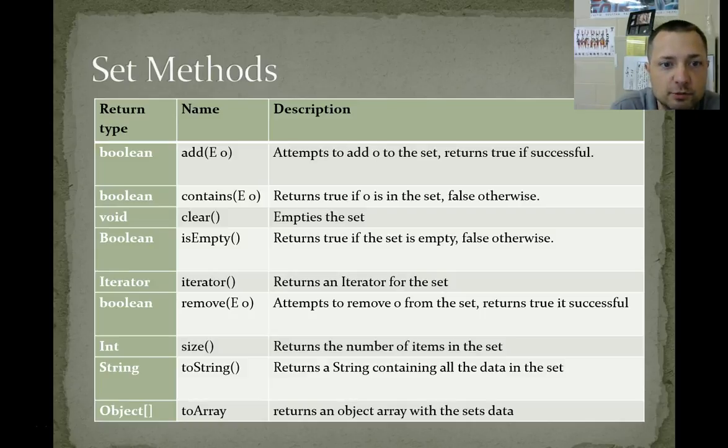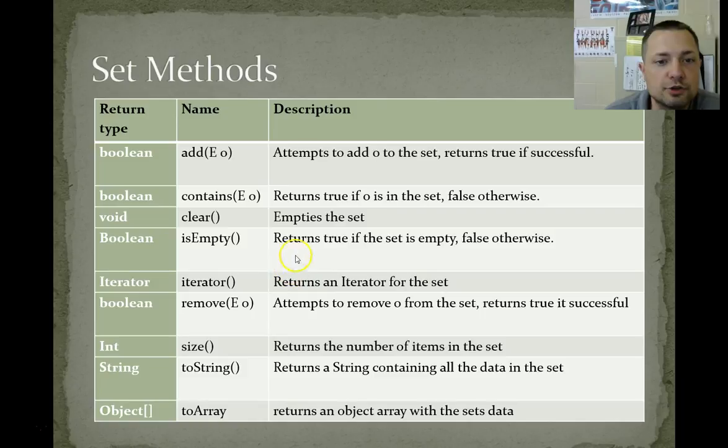We're going to look at the set methods really quickly. Add attempts to add an item to a set, returns true if successful. It would be unsuccessful if the item is already there. So if we had a set of numbers and we add 6 to it and 5, then that set would contain 6 and 5. But if we go to add 6 again, we would be unsuccessful. The add method would return false because it cannot add 6 because it's already in the set.